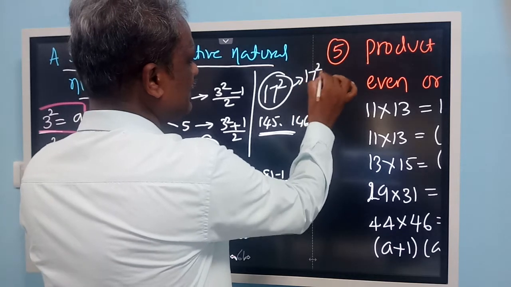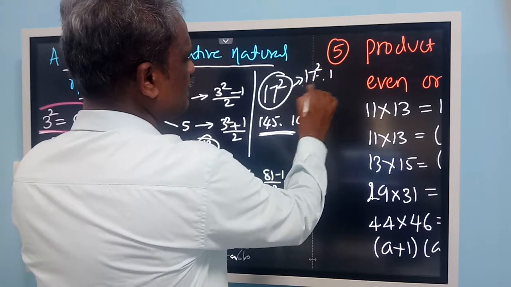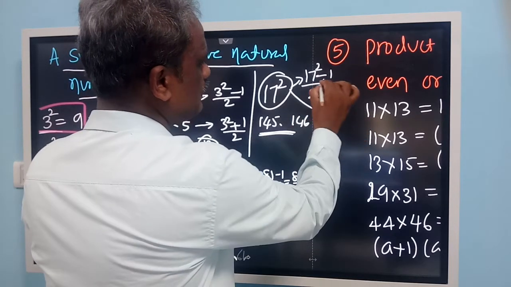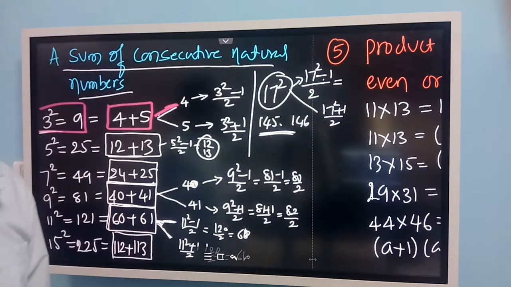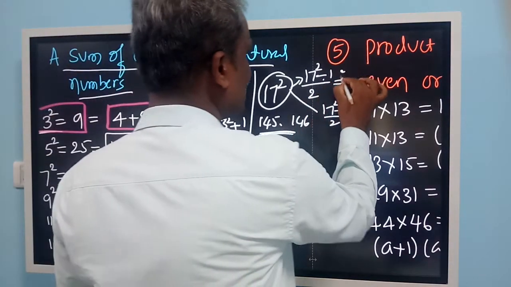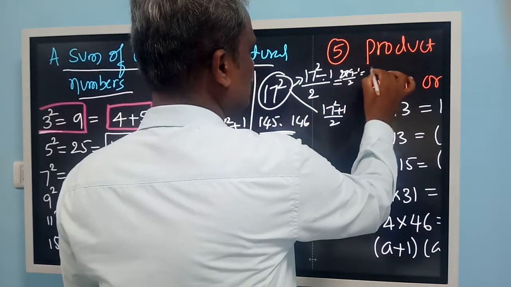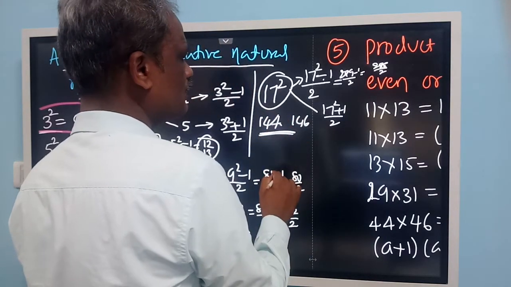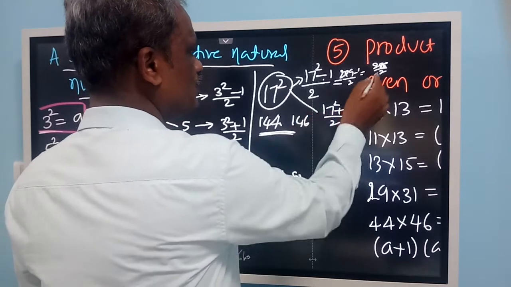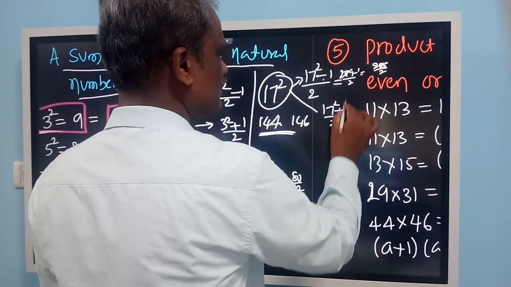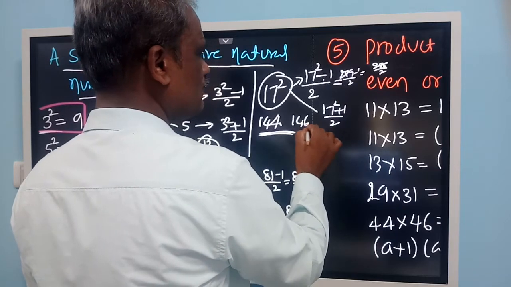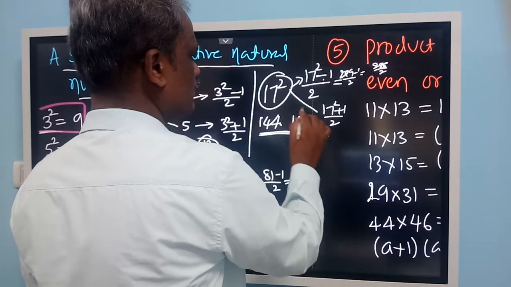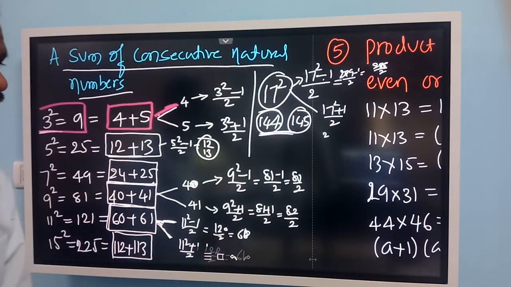Look at this. 17 square minus 1 by 2 and 17 square plus 1 by 2. So you do this. What is 17 square? 289 minus 1 by 2, 288 by 2, 144. It should be 144. Then 289 plus 1, 290 by 2. What is that? Sir, 145. 144 and 145 is the correct answer.